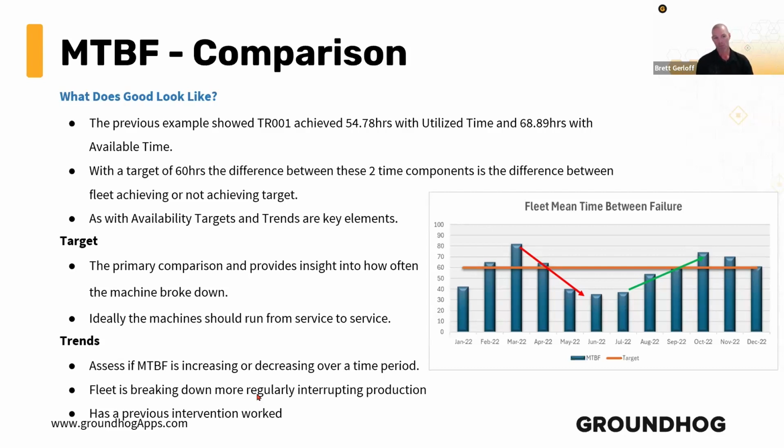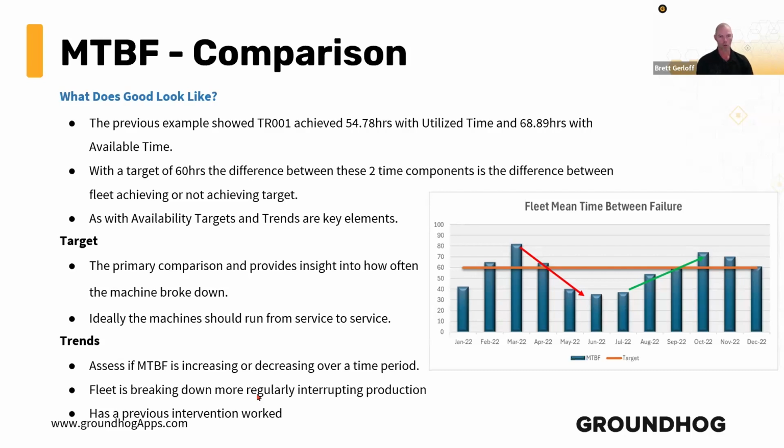So with MTBF, like availability, targets are the primary comparison, and they give us a good insight into how often the machine broke down versus where the target should sit. Targets do vary depending on fleet age and the operation that they're in.